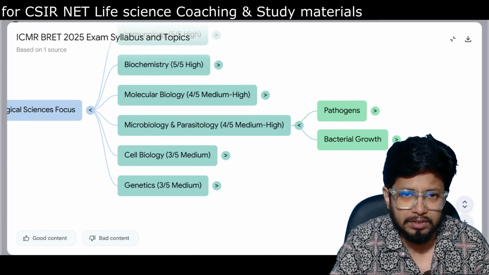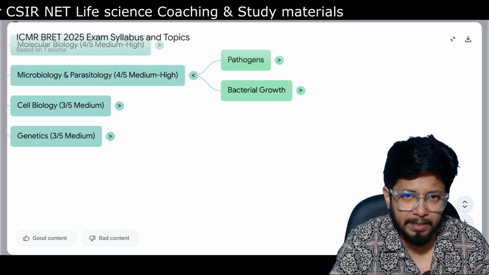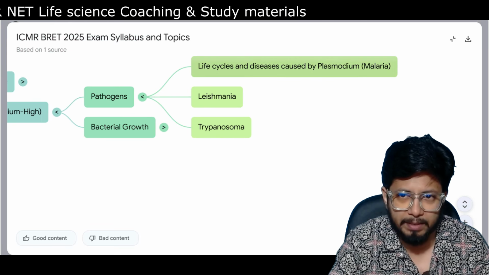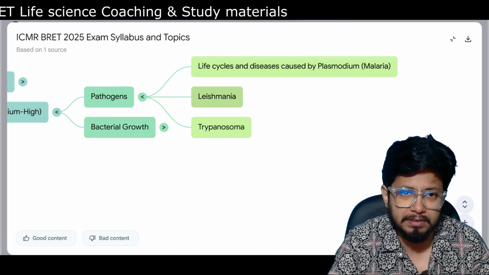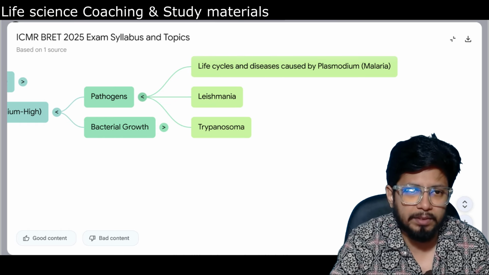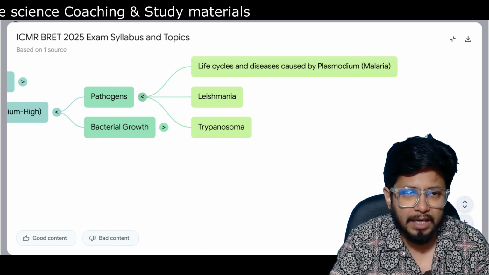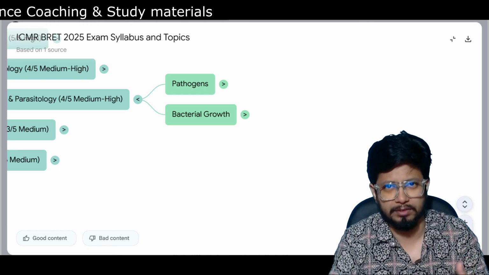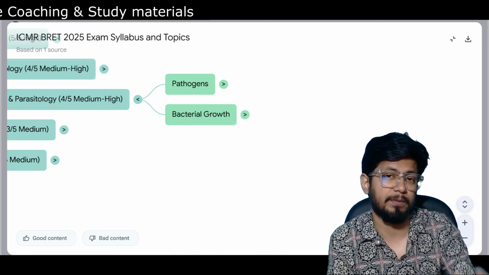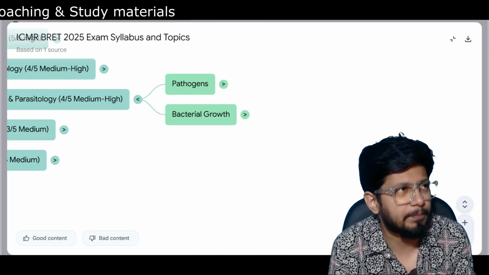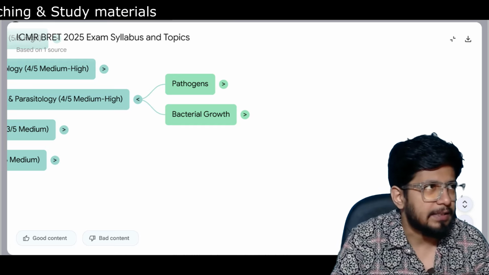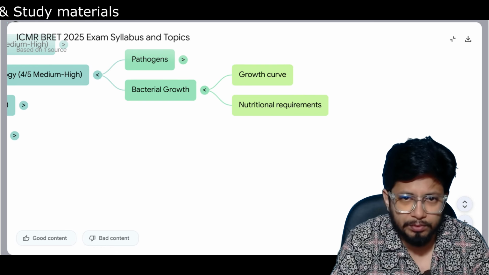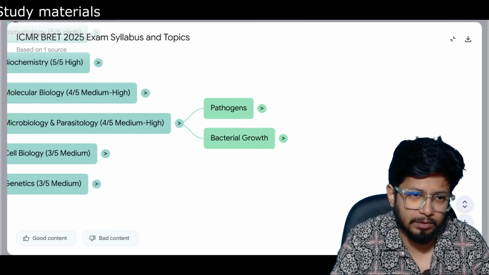Microbiology and parasitology, another medium high importance. Pathogens like life cycles and diseases caused by Plasmodium, malarial pathogen, Leishmania donovani, Trypanosoma is another important topic of pathogens, and also there are other pathogens there. Microbial pathogens will be there, Salmonella for example, E. coli for example. Then there is bacterial growth. Here we have growth curve, nutritional requirement of bacterial growth.